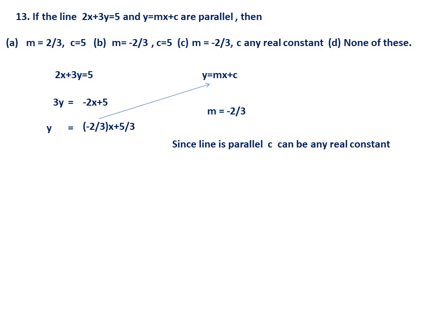See, please note, the question says the line is parallel to y equal to mx plus c. Since the line is parallel to y equal to mx plus c, c can be any real constant. Because y equal to minus 2 by 3 x plus 1 will give one straight line. Suppose you take c equal to 2, it will give another straight line. All these straight lines are parallel to y equal to mx plus c. Therefore, the correct option is C, m equal to minus 2 by 3 and c any real number. So, this is the correct option.